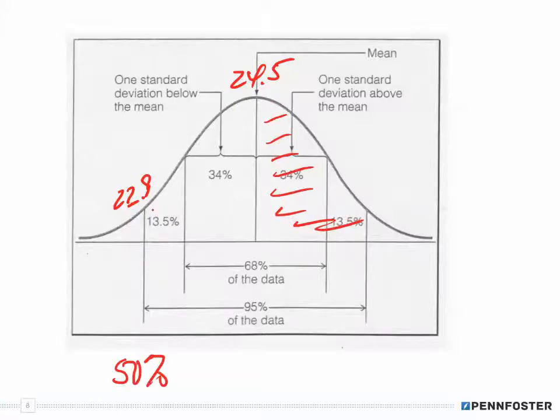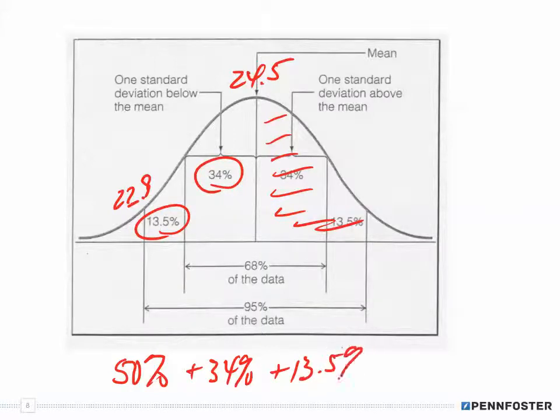okay, and we know we're at 2 standard deviations, so 1 standard deviation is 34%, and 2 standard deviations is 13.5%, and that means when you add those up, 97.5% of the boxes weigh more than 22.9 ounces. Okay.